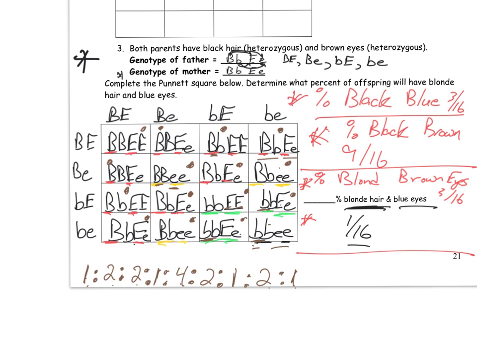This parent could give a sperm that has brown hair and brown eyes, brown hair and blue eyes, blonde and brown eyes, and blonde and blue eyes. It could give you those 4 different alleles. But so could mom, because they're both heterozygous for both. Both mom and dad are brown-eyed and black-haired, but they could have a blonde, blue-eyed baby. They have a 1 in 16 chance of having a blonde, blue-eyed baby.